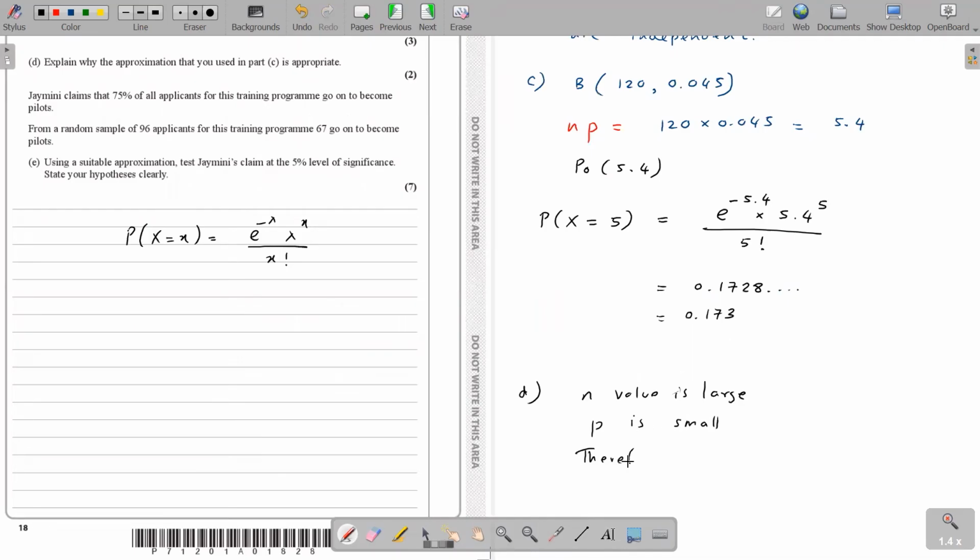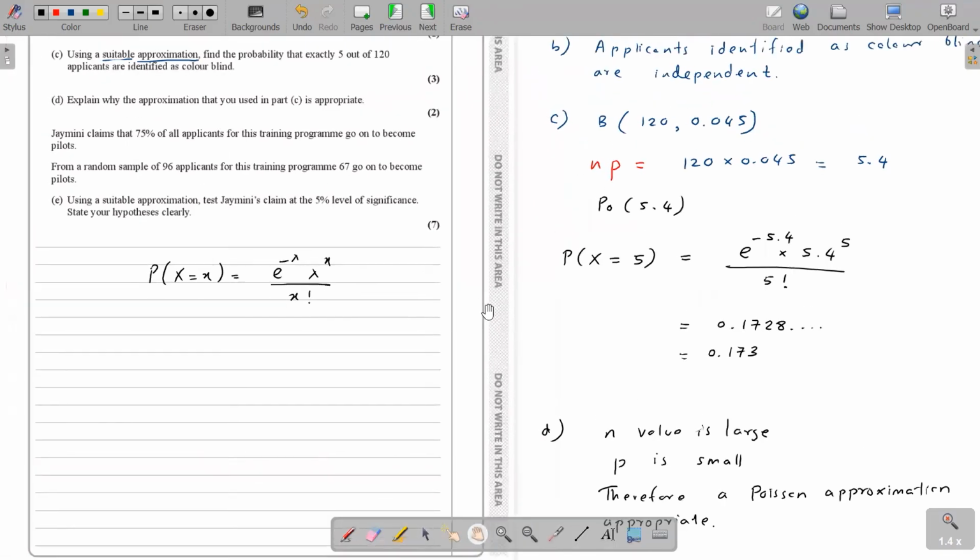Therefore, a Poisson approximation is appropriate. Why is it appropriate? Because n is large, p value is small, therefore Poisson approximation is appropriate. Okay, agreed?